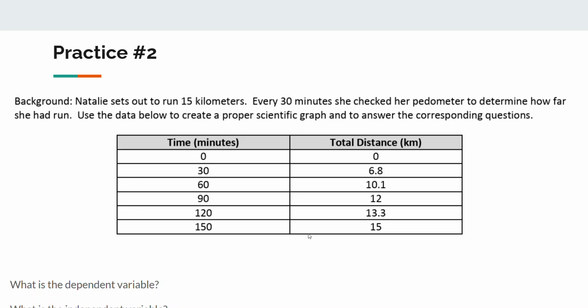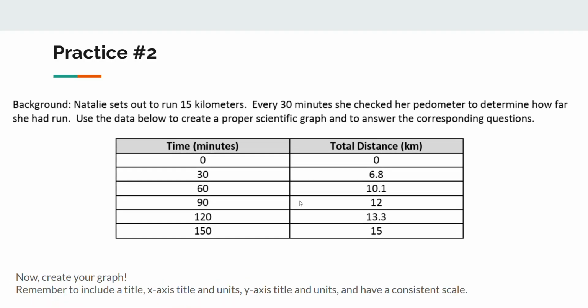What is happening as a result of the time? Well, she's running. So how long is she running? Okay, what is the distance? So dependent is the distance, independent is the time. So again, go create your graph and then come back to see both answers to both practice problems.